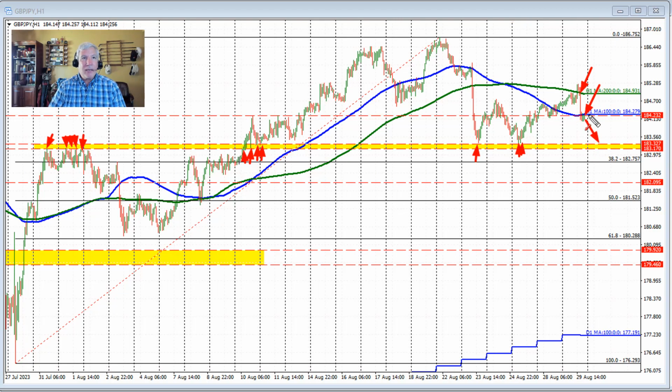If we do start to get back above the 100-hour moving average, we could just fail, break above, fail, break below the moving averages, and trade in more of a neutral range with the 200-hour moving average of 184.93 as resistance, 184.28 as support. So there you have it, a different look at some of the major cross-currency pairs.